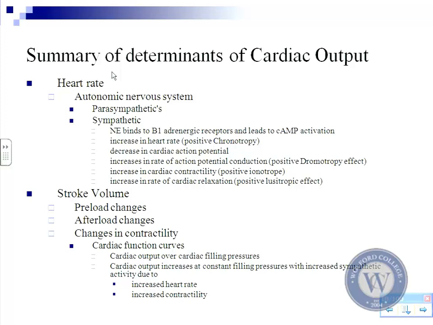What I want you to make sure you understand is that cardiac output tends to increase as preload goes up, and decreases normally as preload goes down. And contractility has certain changes as well, which we already talked about.